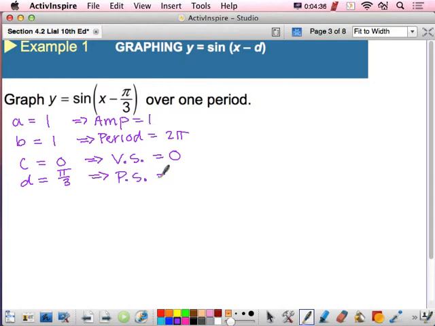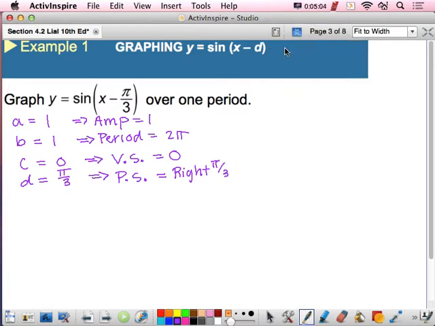In trig, that's called a phase shift. So positive pi over 3, is that going to move it to the right or to the left? To the right, yeah. Remember, it's the opposite of what it looks. It looks like a negative pi over 3, but it's actually a positive pi over 3, and that's going to move it to the right. So that's to the right pi over 3. Do we have any questions about little a, little b, little c, little d?